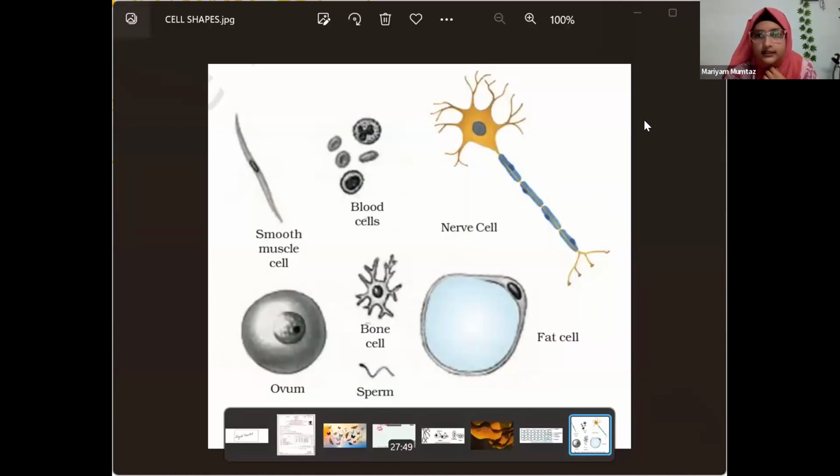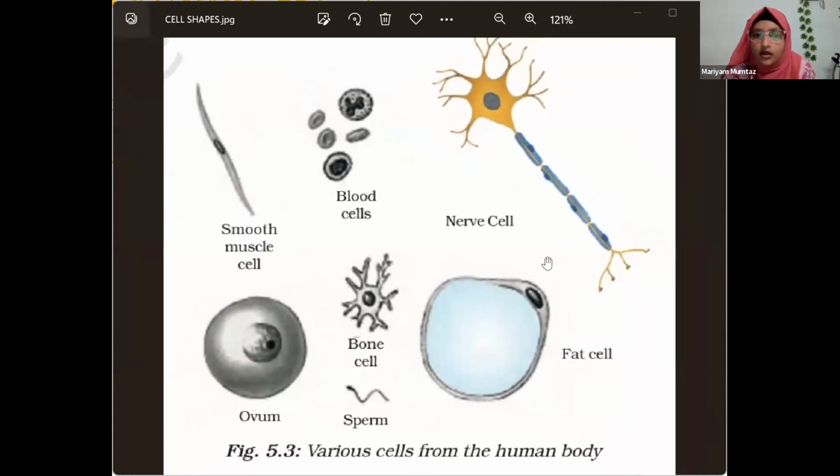shapes of the cells which are present in the human body. Is it visible to you? Yes, ma'am. Okay, now see, all of these are the cells of the human body. If we look here, this is a nerve cell. Is my cursor visible? Yes, ma'am. So this is a nerve cell. It is supposed to be the longest cell of our body, right?